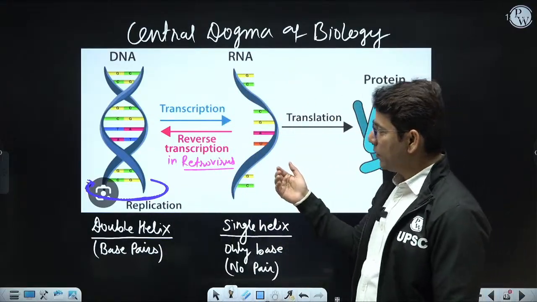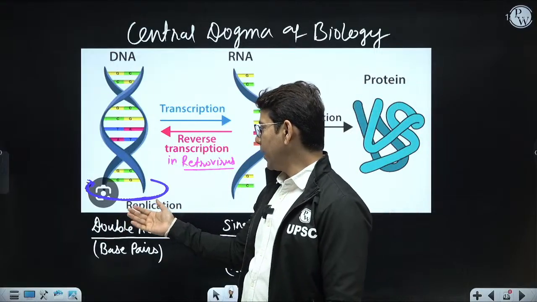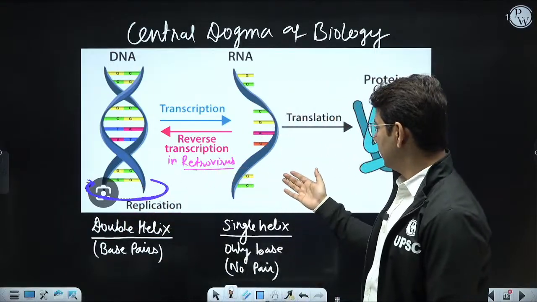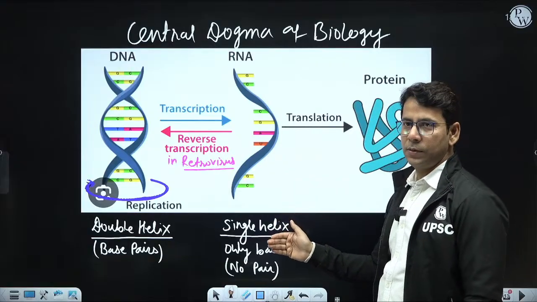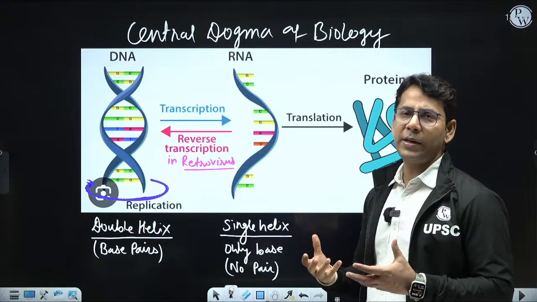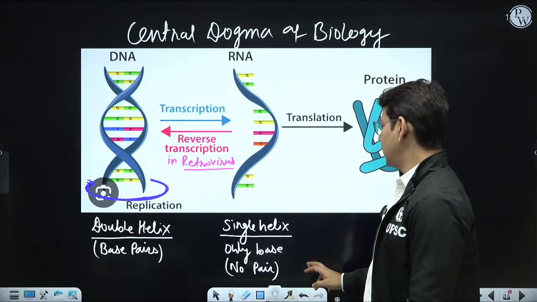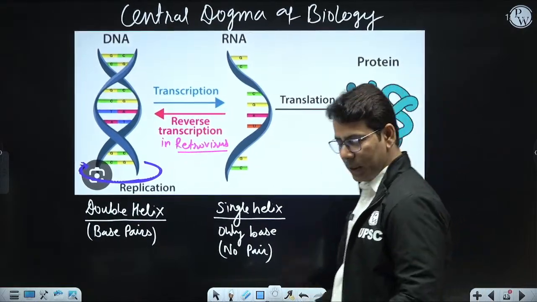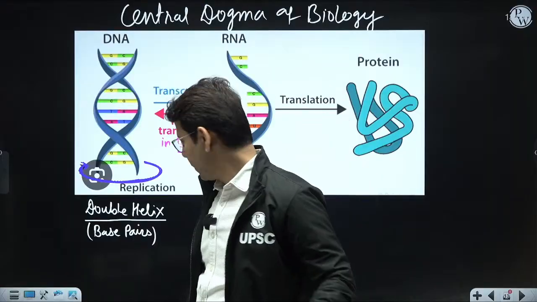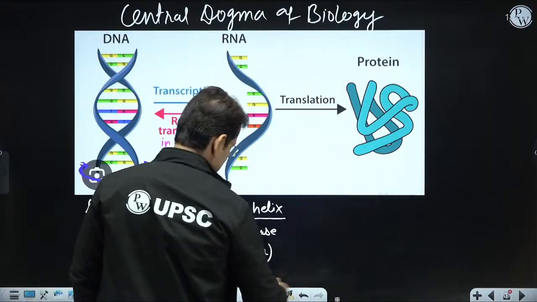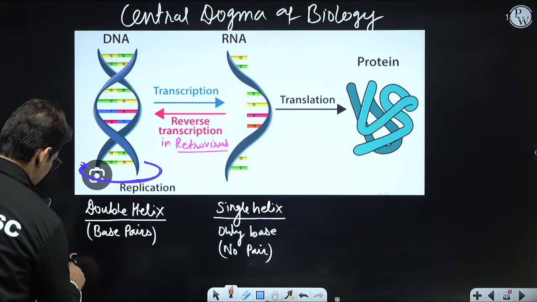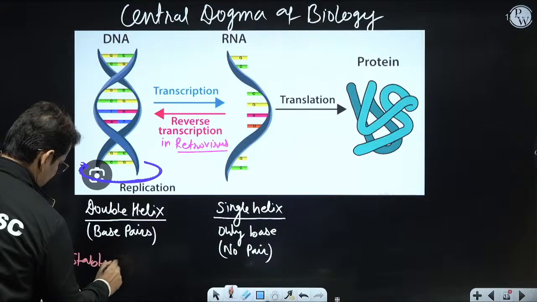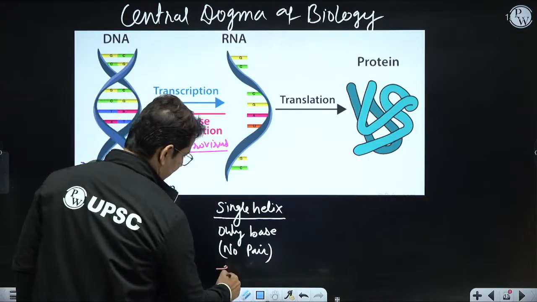The biggest difference between DNA and RNA: DNA is double helix, this is single helix. It will have just bases, but not in paired condition. And RNA is not a very permanent structure. RNA is a temporary structure. So DNA is permanent and stable. We can add one more point: DNA is a stable structure, and this is a temporary structure.